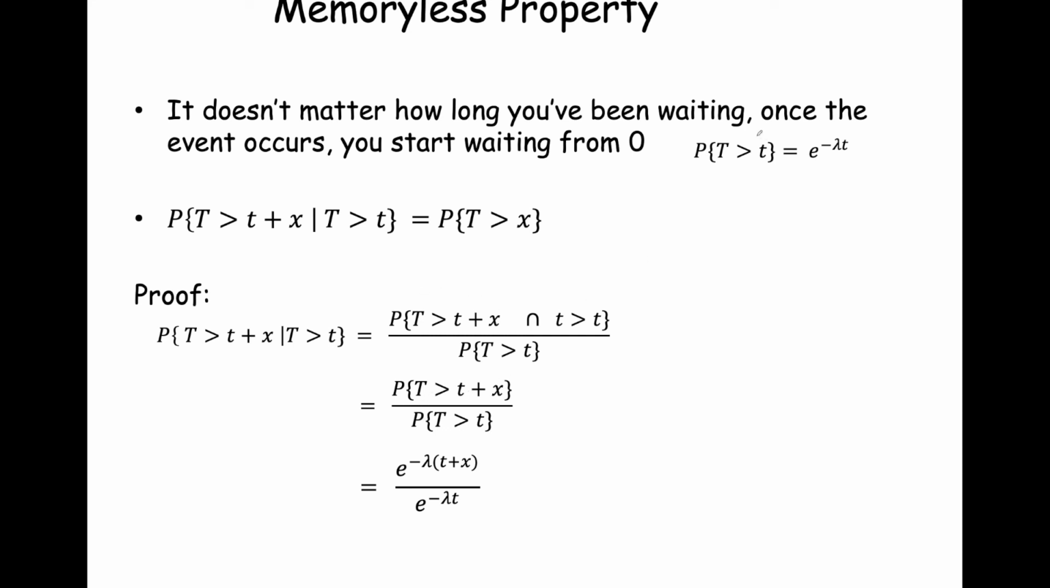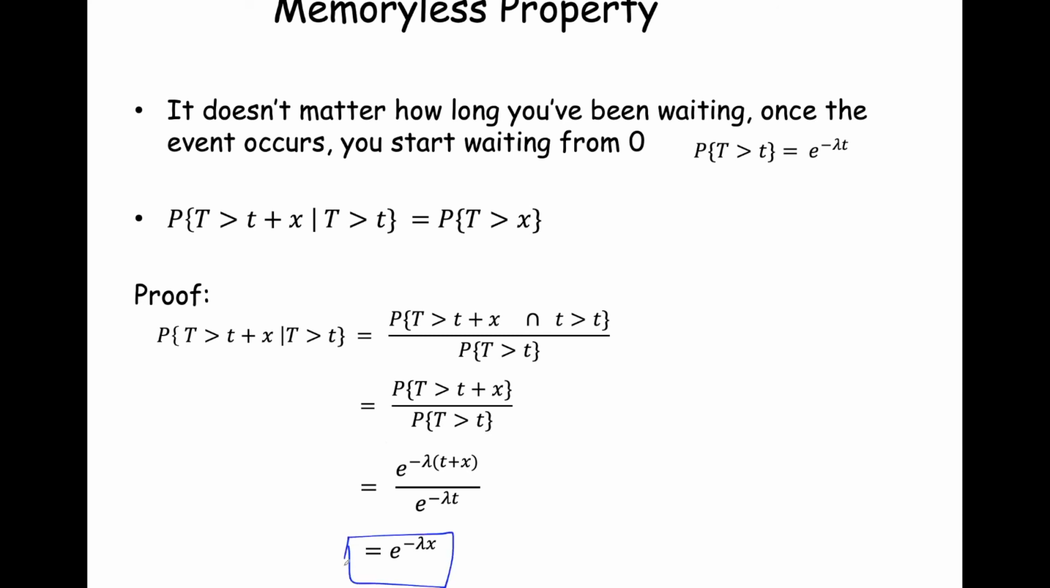We're going to write, applying what we know for this probability when we solve for that using the Poisson distribution, plugging in for the exponential distribution's time between events. We're going to plug in for the numerator, e to the minus lambda times t plus x. And we're going to plug in for the denominator, e to the minus lambda t. And so now, using some algebra, we're going to factor, and we're left with e to the minus lambda x. And there's our result.